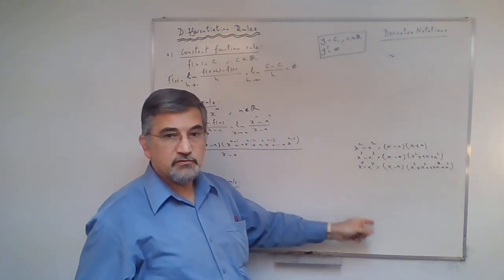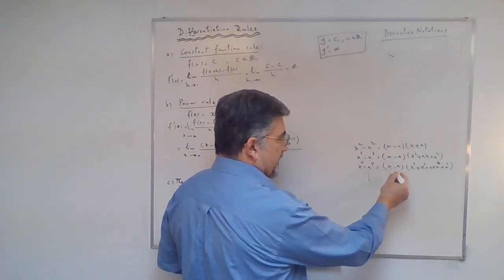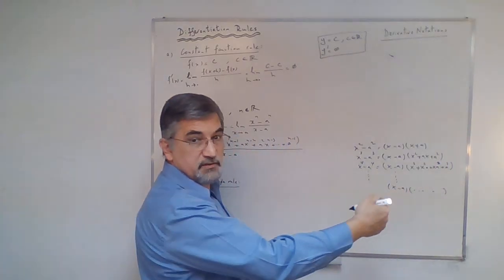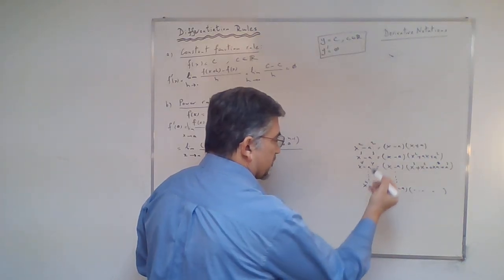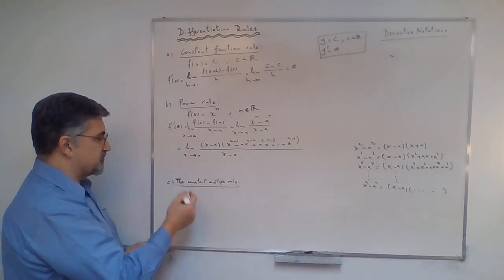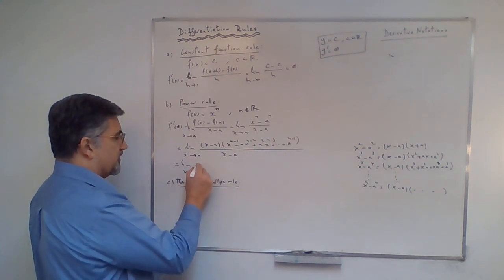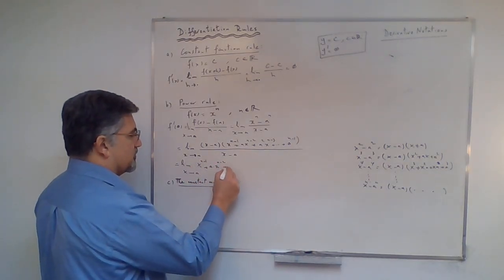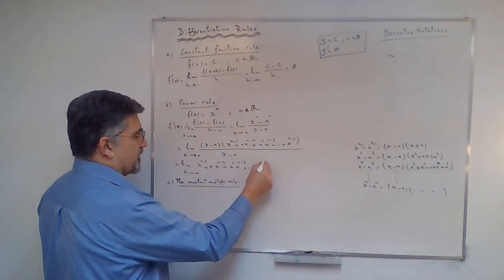You can just continue all the way: x to the 5 minus a to the 5. No matter what you do, you always have this factor of x minus a times some other polynomial. So that's what we get in the numerator for exponents of n. After we cancel out x minus a from top and bottom, we end up with the limit as x approaches a of x to the n minus 1 plus a times x to the n minus 2, plus a squared x to the exponent of n minus 3, all the way up to a to the exponent of n minus 1.